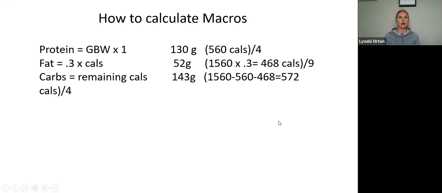And when it comes to tracking macros, in order to know if this set point of numbers is going to work for you, you have to hit these numbers. Accuracy and consistency is key. You cannot be wishy-washy. There's no way to adjust your macros if you're not hitting your macros, right? So a good rule of thumb is to be within 5 grams of each of your protein, carbohydrate, and fat goals.